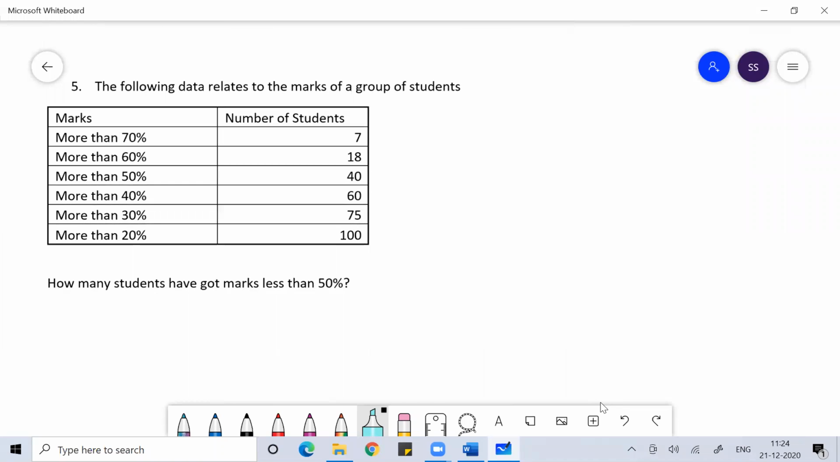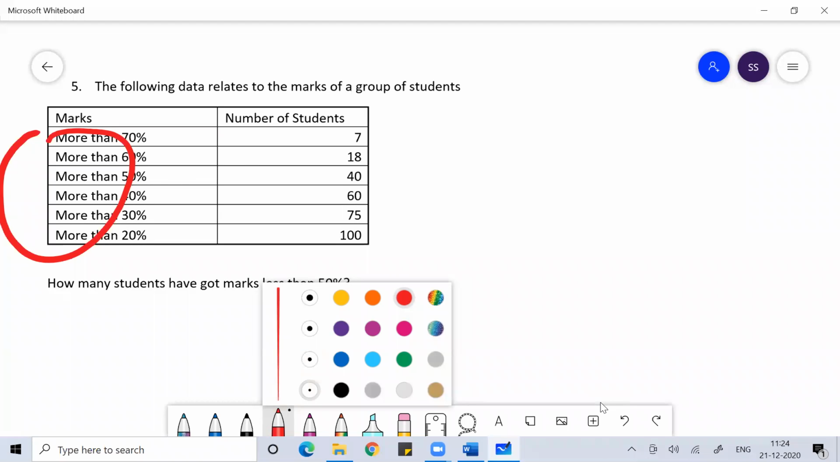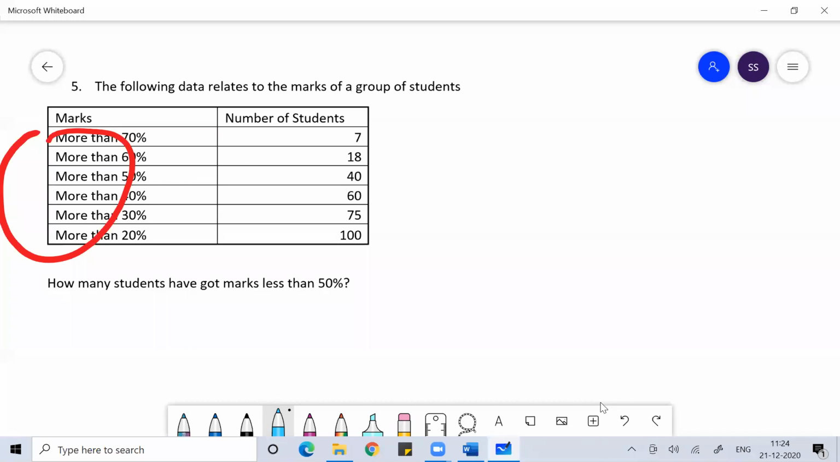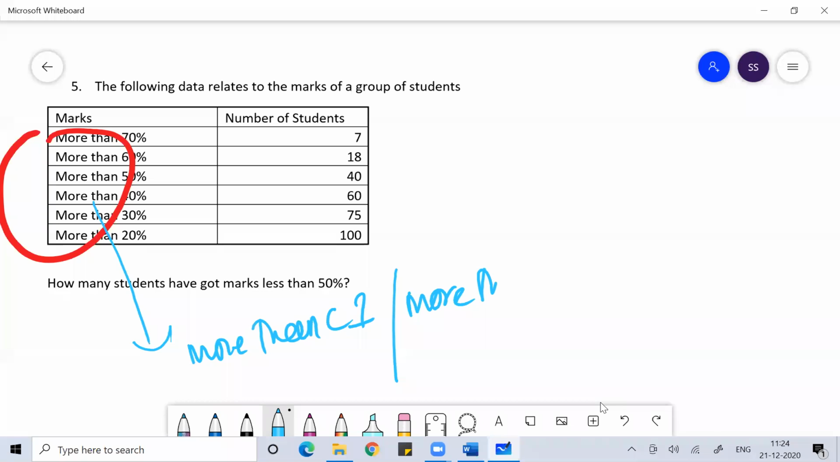Now if you observe this question, the data is written in more than. Because the data is written in more than, you have to understand this is a question of more than class interval and more than cumulative frequency. You have to understand this question is about more than class interval with more than cumulative frequency.